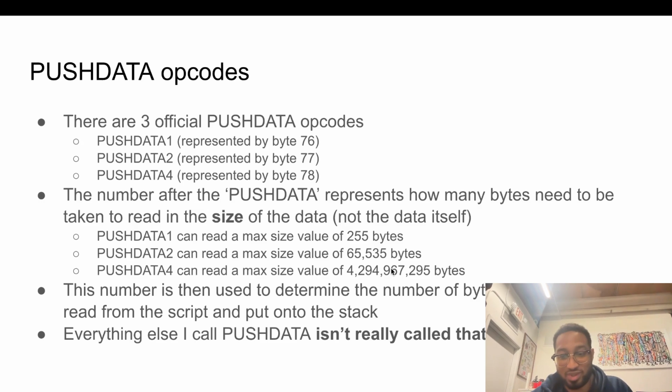So I'll elaborate on that further in the next slides. So this number is then used to determine the number of bytes that need to be read from the script and put onto the stack. So everything else I call push data isn't really called that in the code. If I refer to a data push opcode by accident as push data, then just know it's not an official push data opcode. These are the official push data opcodes. And again, these sizes are crazy because Bitcoin transactions cannot be this size. That's just not consensus valid.